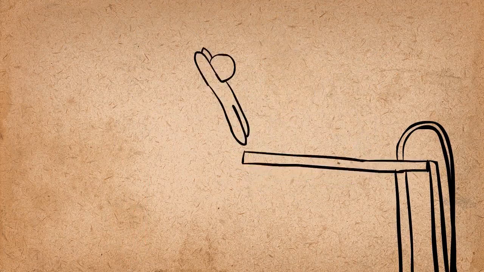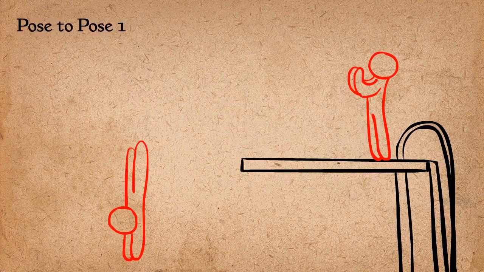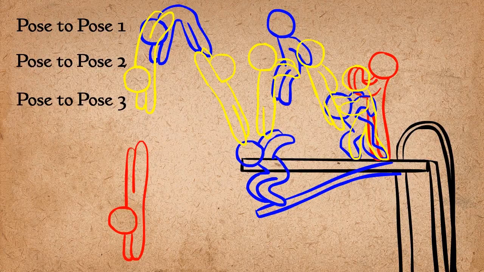Working with this sort of hierarchy will give you the most control, as opposed to doing your pose to pose straight ahead, so to speak. This is like pose to pose within pose to pose, because you are perfecting the poses at each level before moving down to the next level.